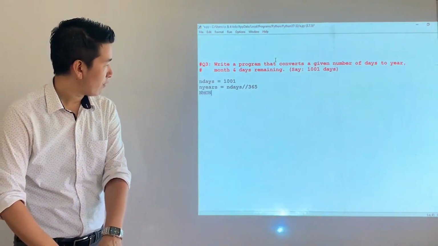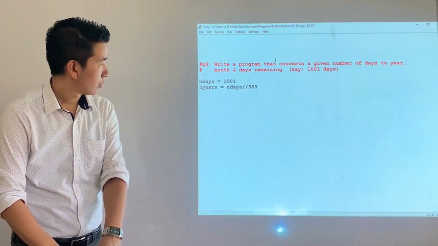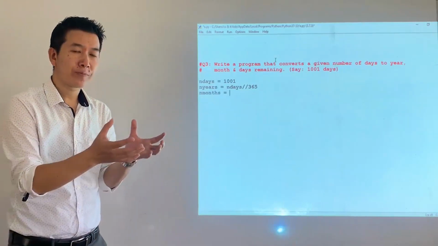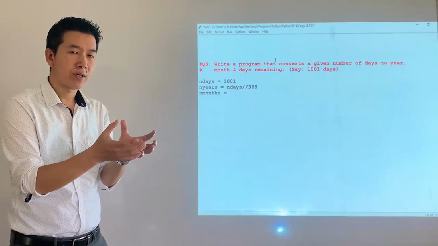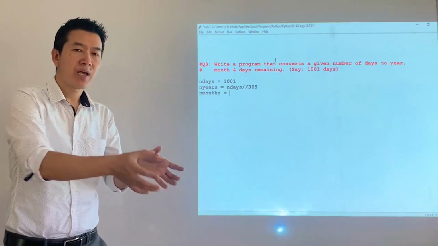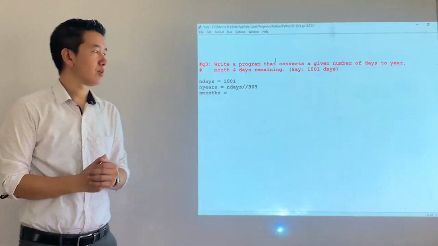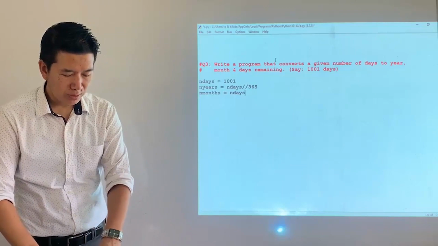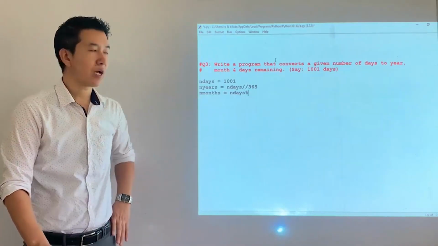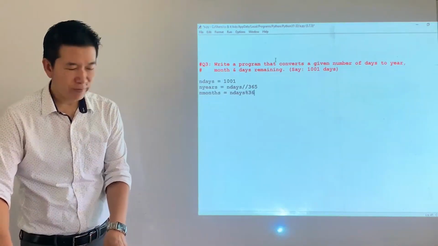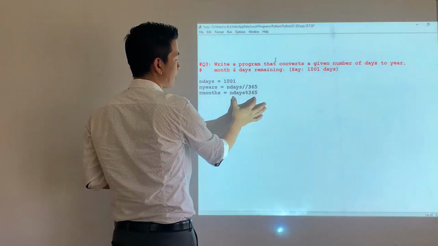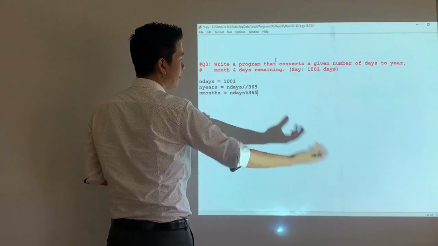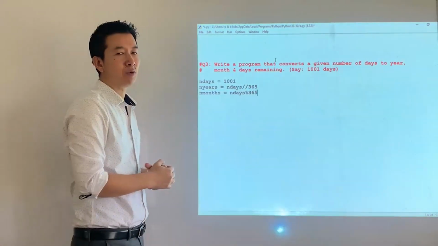So the number of months is equal to, first I need to retrieve the number of days left after extracting the number of years. So it's going to be like this: n days modulus 365. This is important, that's when the modulus operator comes into the picture. So what will be the result of this? 1001 divided by 365, the remainder is 271.